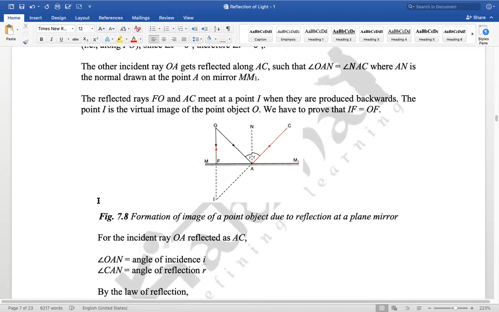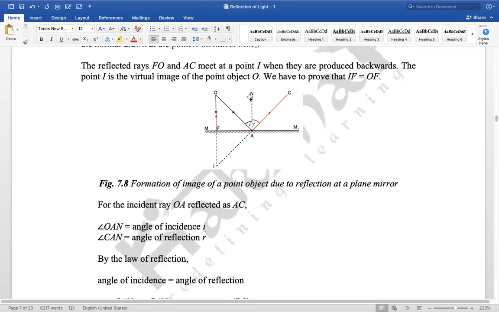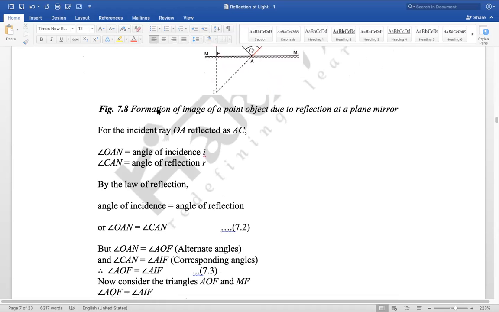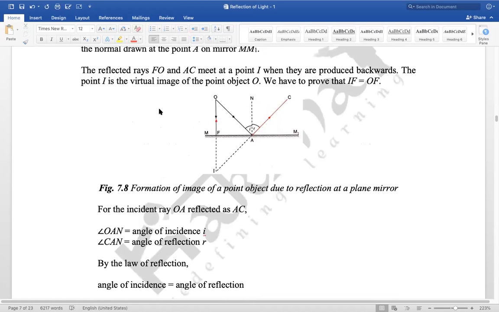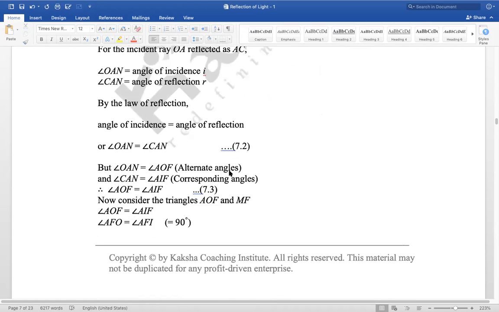अगर alternate interior angles देखोगे तो ये जो OAN है और ये AOF है, ये वाला angle, basically this angle and this angle, this is going to be same, है ना? Alternate interior angles. So angle OAN is equal to angle AOF and angle CAN is equal to AIF. तो ये जो हमारा AIF है और angle CAN, angle R, ये दोनों equal हो जाएगा. ठीक है, this AIF is the corresponding angle. तो इससे आ जाएगा AOF is equal to AIF.